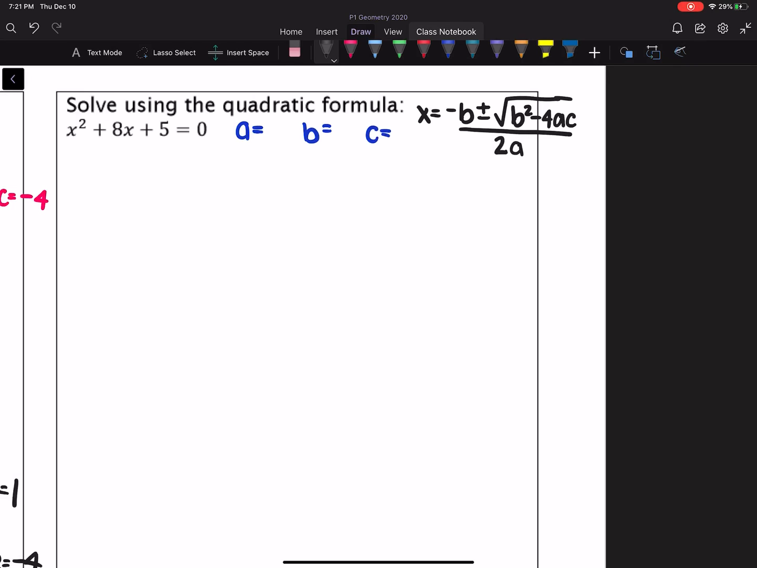So we can move on to our second step, which is identifying the a, b, and c values. The a, b, and c values are just the coefficients of the x squared term, the x term, and the constant. So our a value is 1 in this equation, our b value is 8, and our c value is 5.